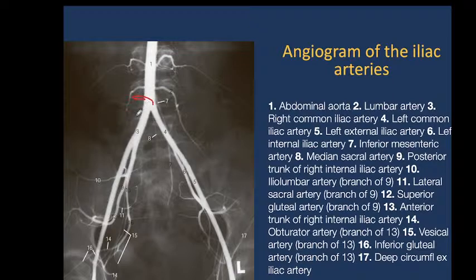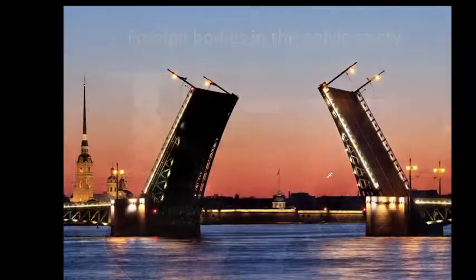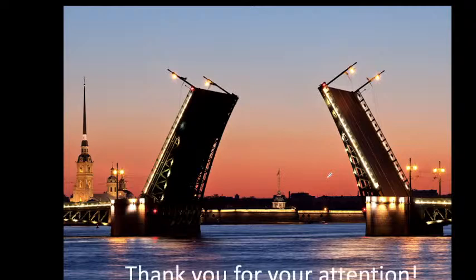This is the aorta, two common iliac arteries, and they divide into the internal and external iliac arteries. And these are foreign bodies in the pelvis. This is a special metal object inside the pelvis, and this is even a cell phone. I hope you guess the way this object came into the pelvis.